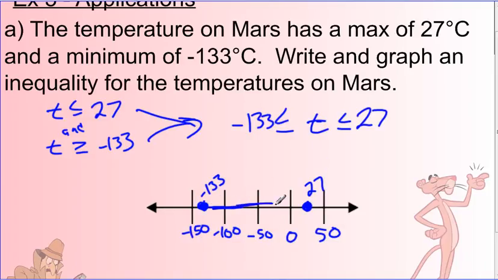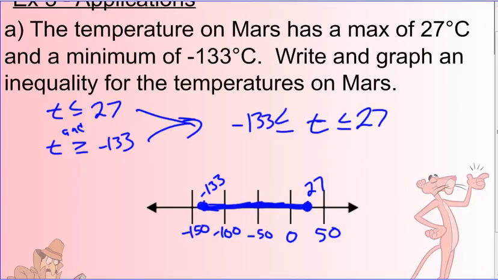So the stuff we're shading, the possible solutions here, are all the possible temperatures on Mars. From 27 down to negative 133, everything in between is possible. That makes sense. If we messed up and shaded outside, that would not make sense. There's no way you could have temperatures bigger than 27 and then automatically jump to less than negative 133 with no temperatures in between. That would not be logical. Having the solution like this makes sense.